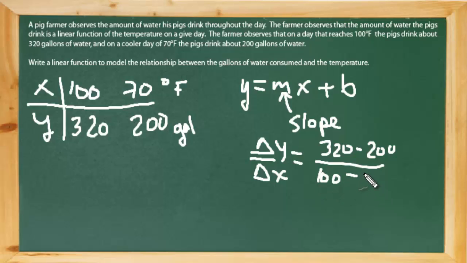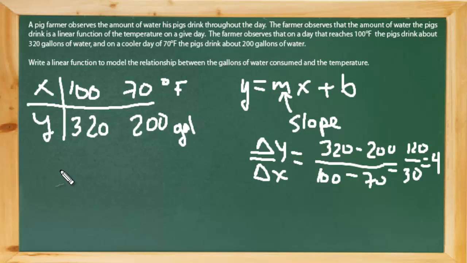And that happens to equal 120 over 30. Okay, 30 times 4 equals 120. So we got 4. So m is 4 in this case.